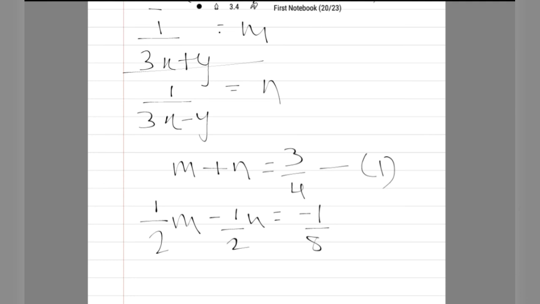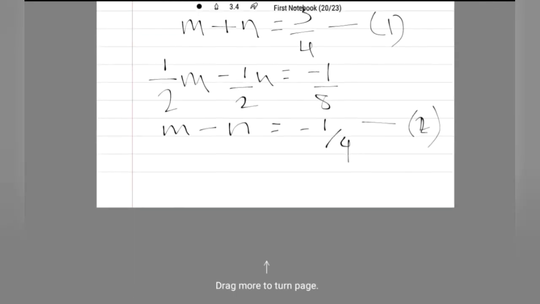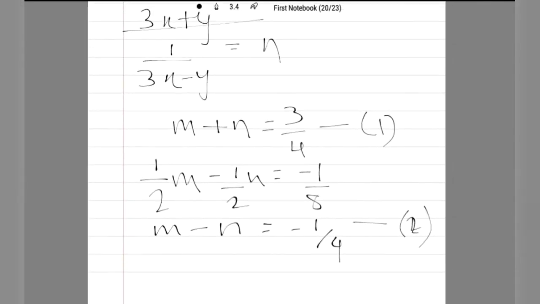After multiplying, you will get m minus n is equal to minus 1 by 4. This is the second equation. Okay. Now, next we have to just add these equations. If you notice here, the plus n and minus n get cancelled and we get the value of m.